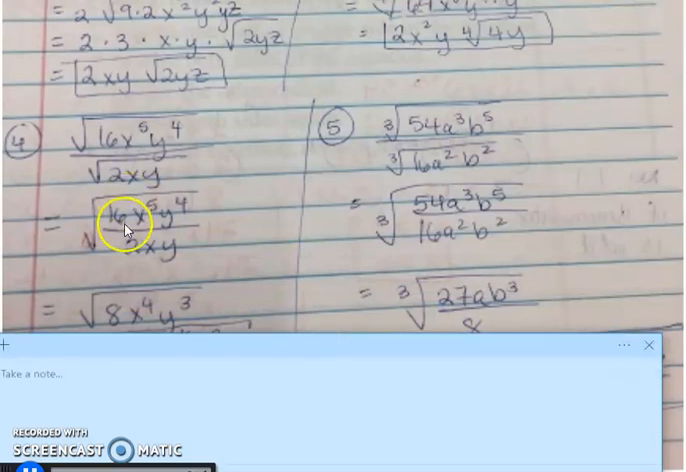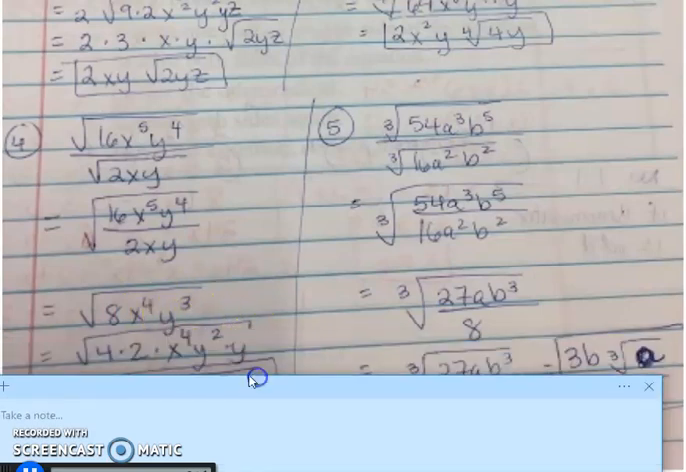Now, 16 divided by 2 is 8, x to the fifth divided by x is x to the fourth, and y to the fourth divided by y is y cubed. When you take the square root, 8 itself is not a perfect square, but it has one inside of it, which is 4. And then y cubed is also not a perfect square, but it does have y squared in it. So I'm going to rewrite that as 4 times 2 for my 8, leave x to the fourth alone, but rewrite y cubed as y squared times y.